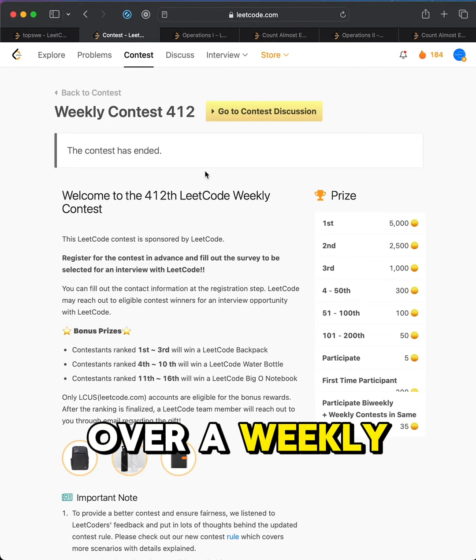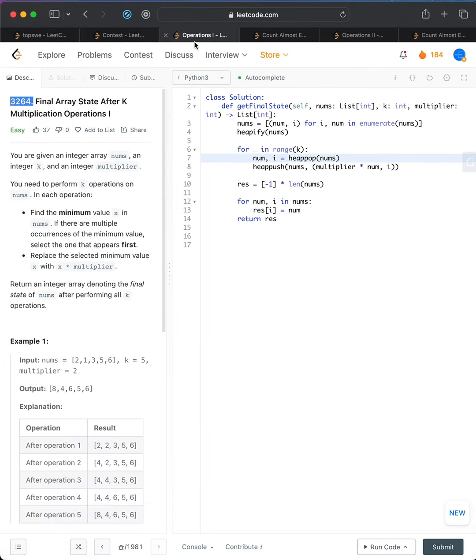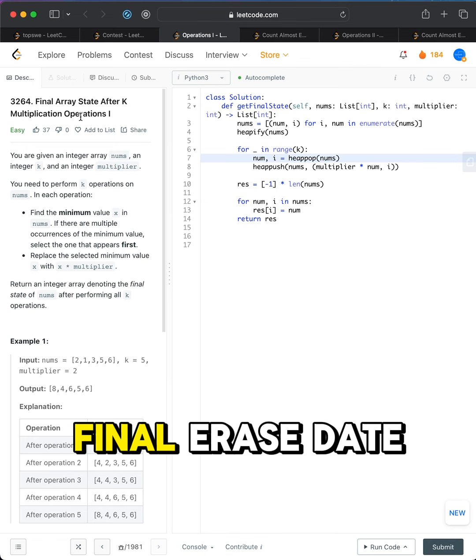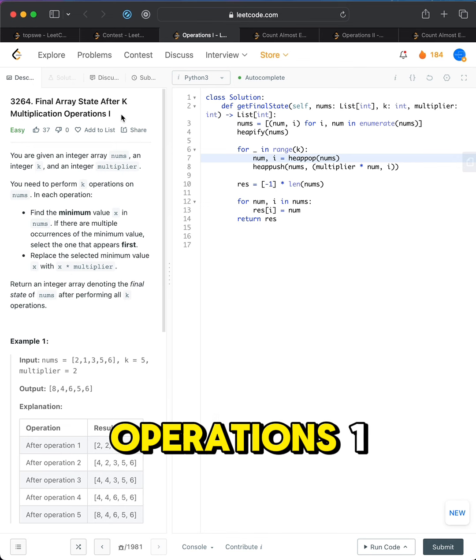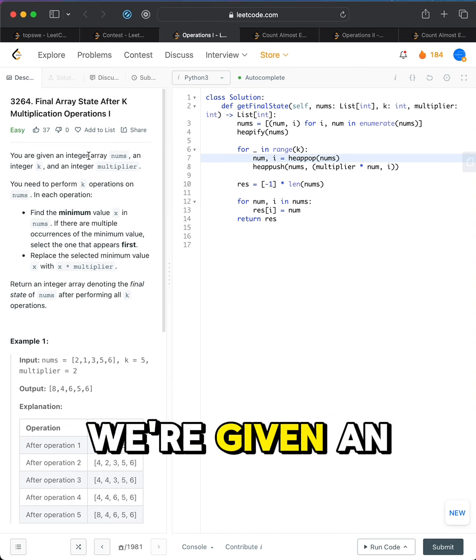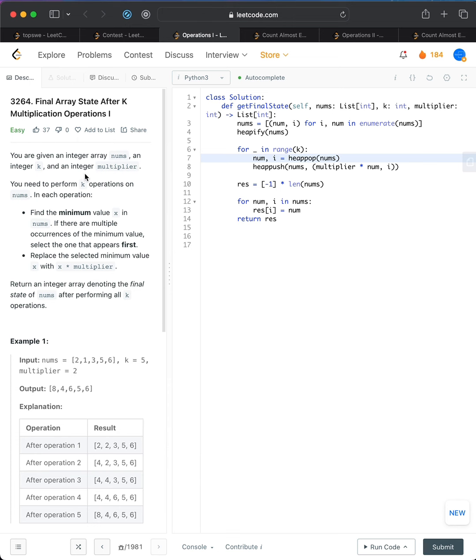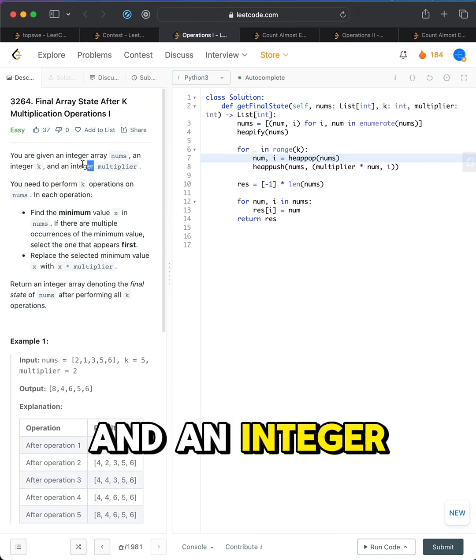Today, let's go over weekly contest 412. The first question is final array state after k multiplication operations 1. We're given an integer array nums, an integer k, and an integer multiplier.